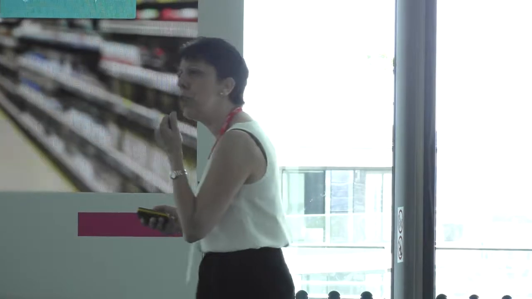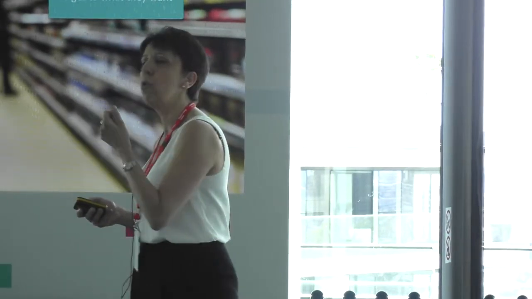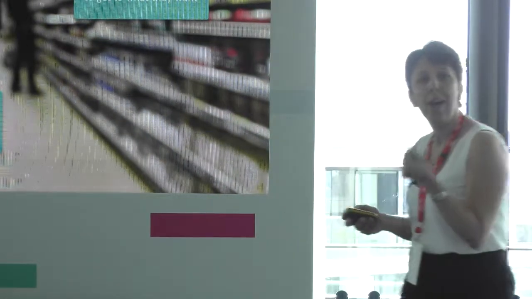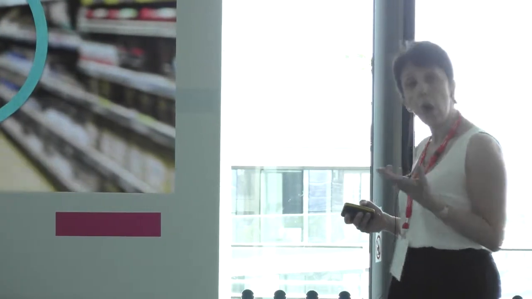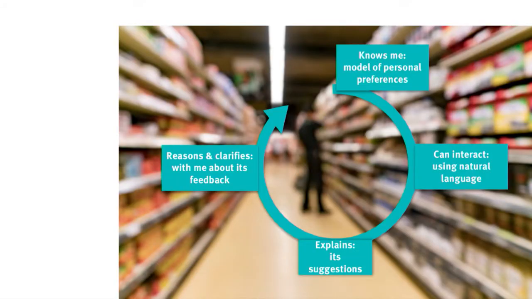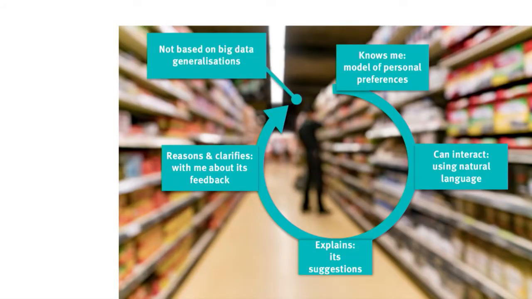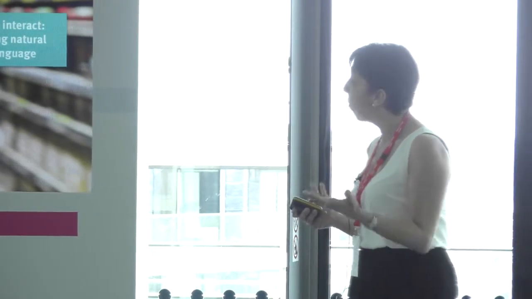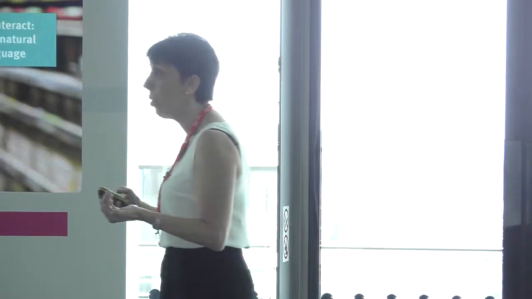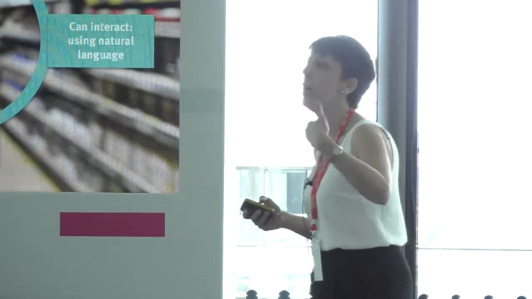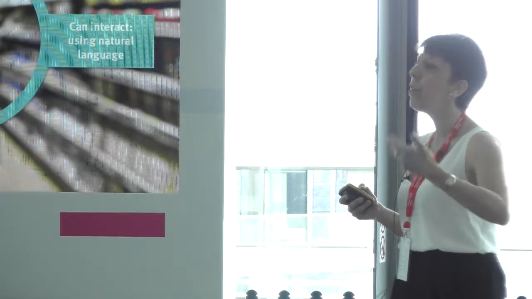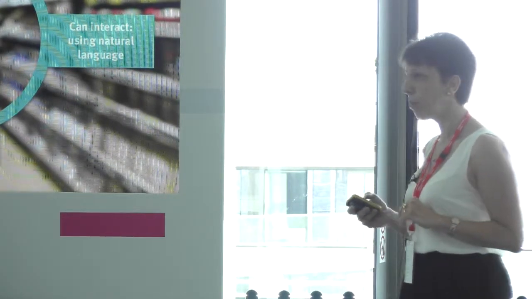So really, in order to have a human-like interaction between a human and a machine, what we actually need is software that is able to learn models of my personal preferences, use these models in order to perform personalized suggestions, explain and interact with people in natural language, and use the feedback of people in order to improve over time the knowledge that the machine has about humans.